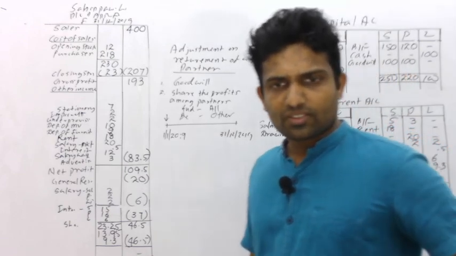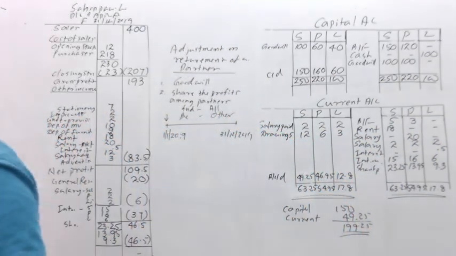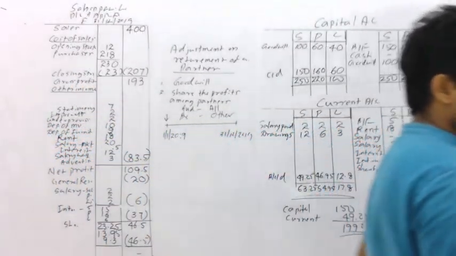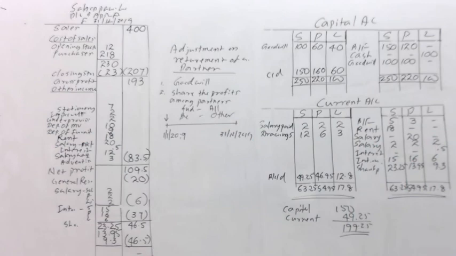Right. Then write down, right under that: following adjustments are required on retirement of partners. Number one, goodwill adjustment.